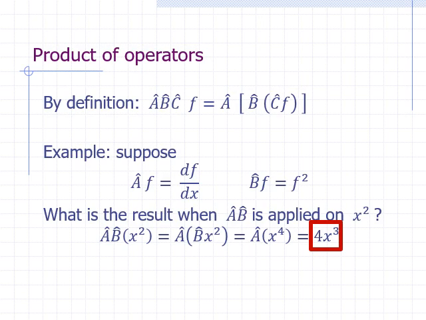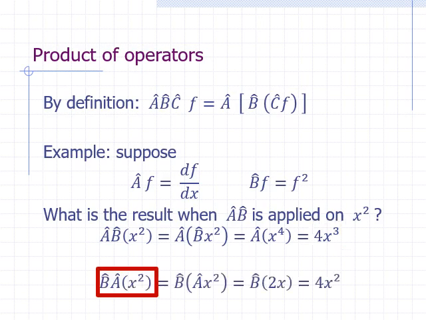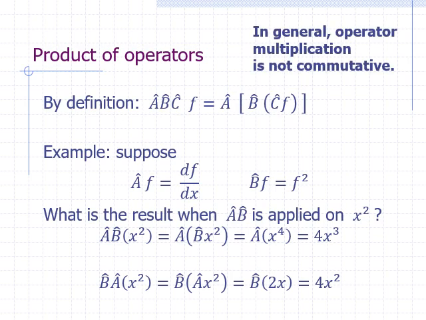Note that if we reverse the order, we apply operator A first. This gives the derivative of x squared with respect to x, which is 2x. Then we apply operator B, which gives us the square of 2x. We get a different result, 4x squared. Here, in this specific case, we can see that the result is different if we reverse the order of operations. In fact, in general, the order of operations matters. We say that, in general, operator multiplication is not commutative. In general, operators do not commute. That is why it is important that we follow the rule. We apply the rightmost operator first.